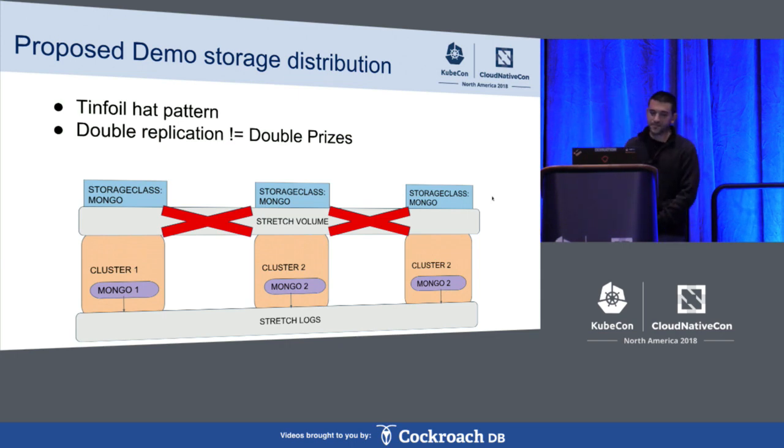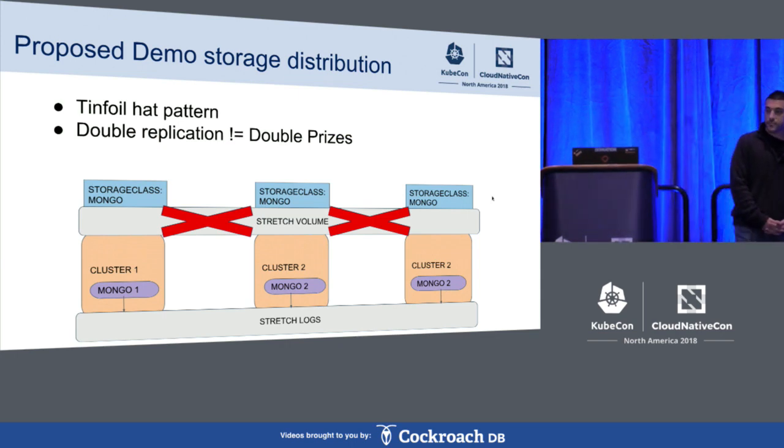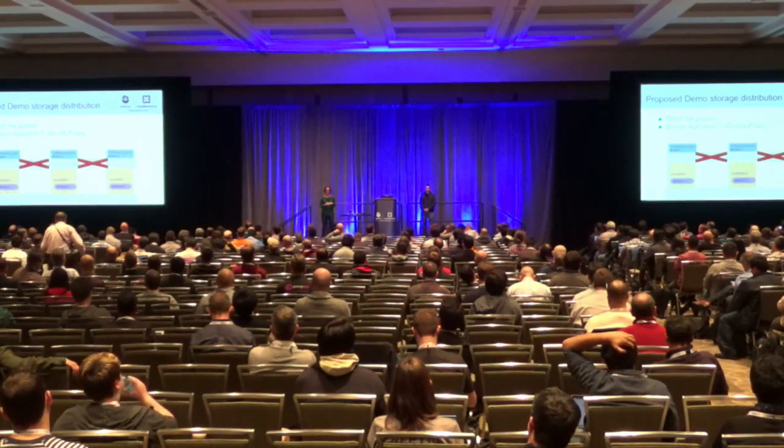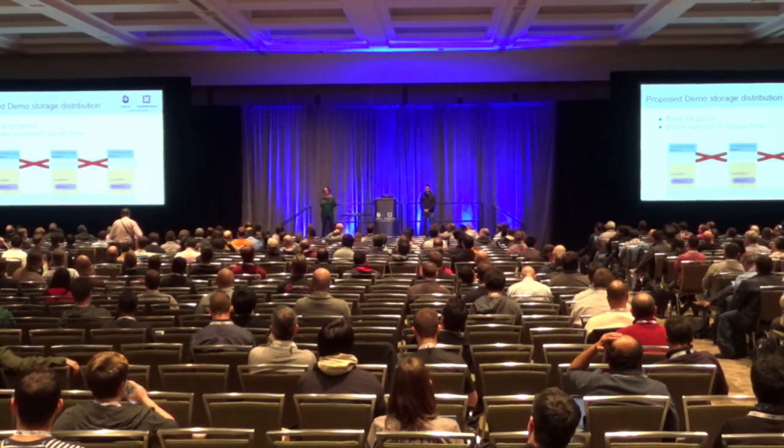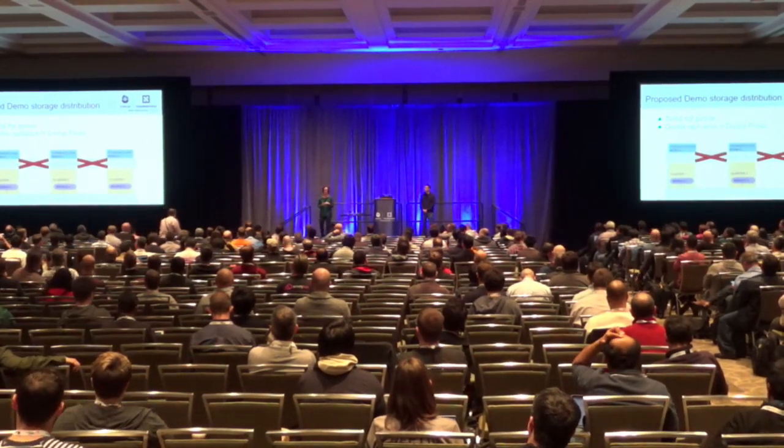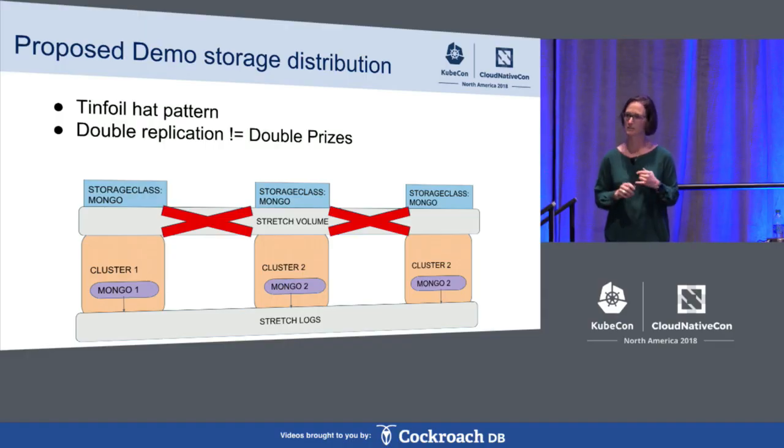So I kind of call this my tinfoil hat pattern. If you're super paranoid that you're going to lose the data and it's that important and you feel like you need to double replicate something, then sure, it does work. We got it working. But probably not the best pattern. It's expensive and unnecessary. Double replication doesn't equal double prices.